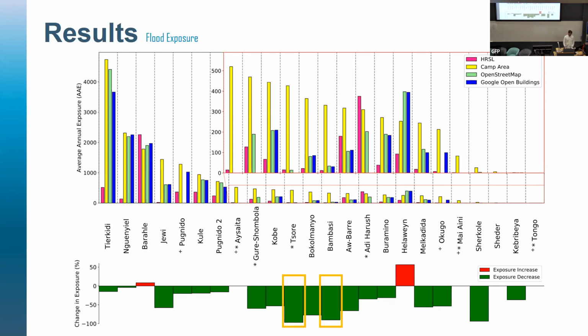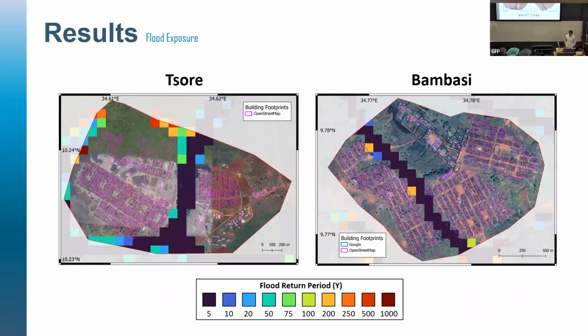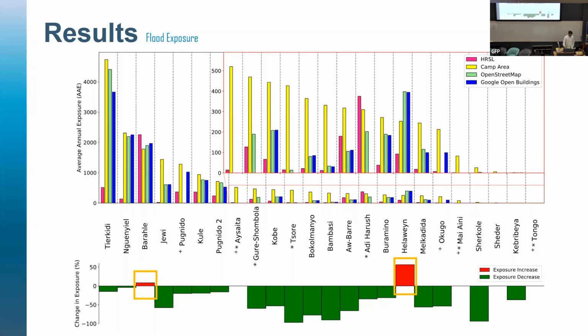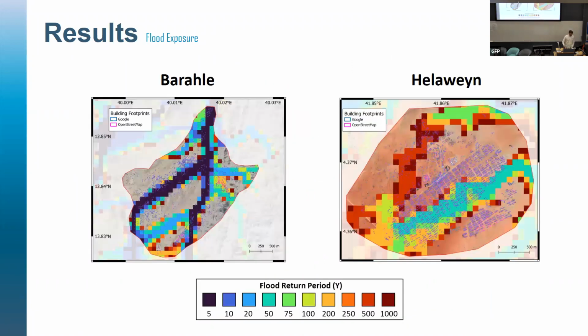So just to zoom in on the 2 camps with the biggest exposure decrease, you can see that the majority of structures are located outside the flood extent. And this was the case for most of the camps where exposure decreased. Looking, on the other hand, at the 2 camps where exposure increased, you can see that the flood extents here are much larger and a larger proportion of the buildings are inundated.